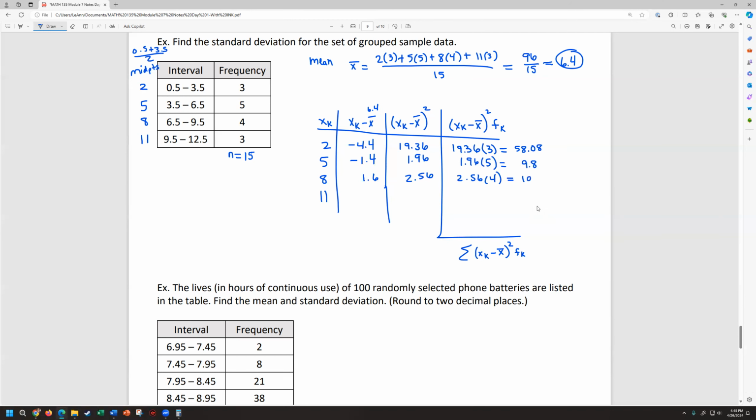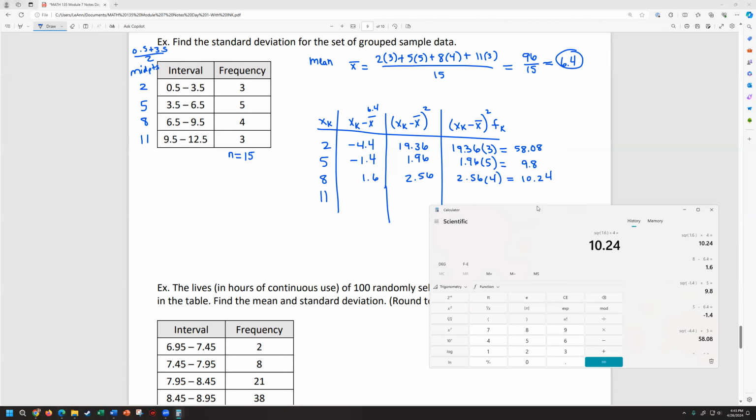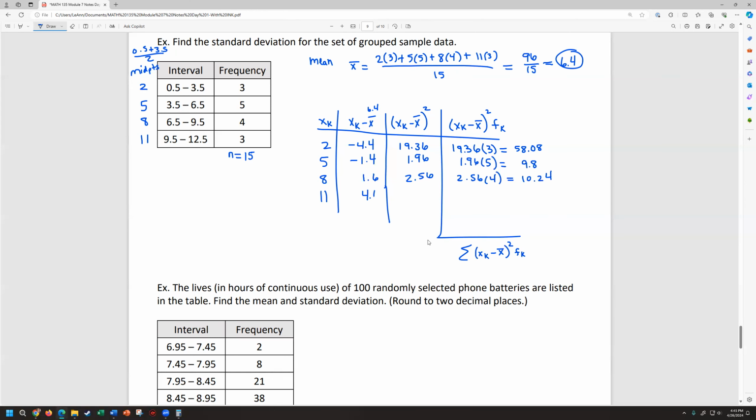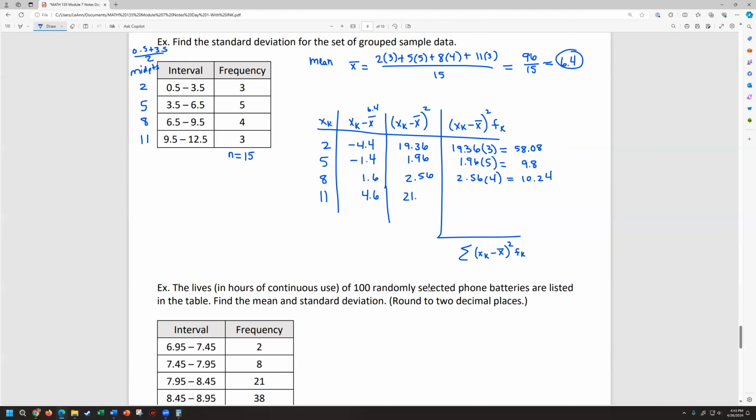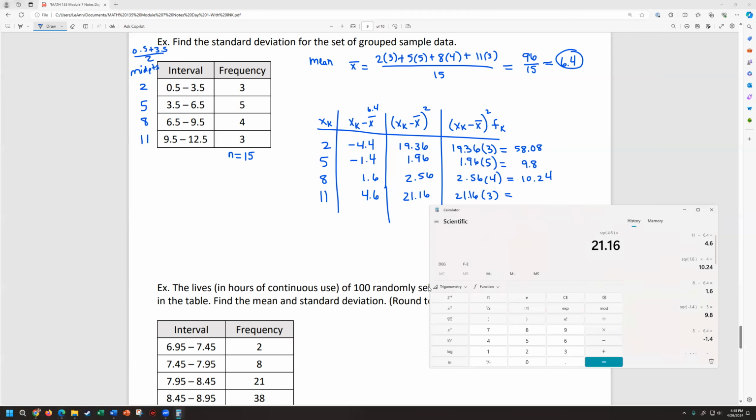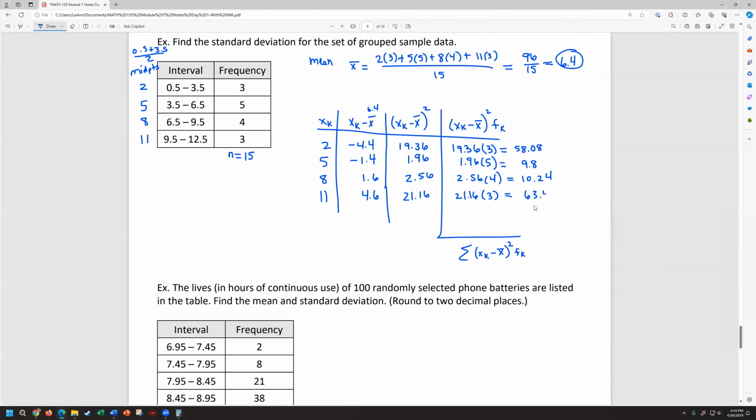So that is 10.24. And then 11 minus 6.4 is 4.6. We're going to square that. That's 21.16. Take that value, times it by the frequency of that row, which is 3. And that gives us the value we're going to sum up. So that is 63.48. We take and sum all those values together.